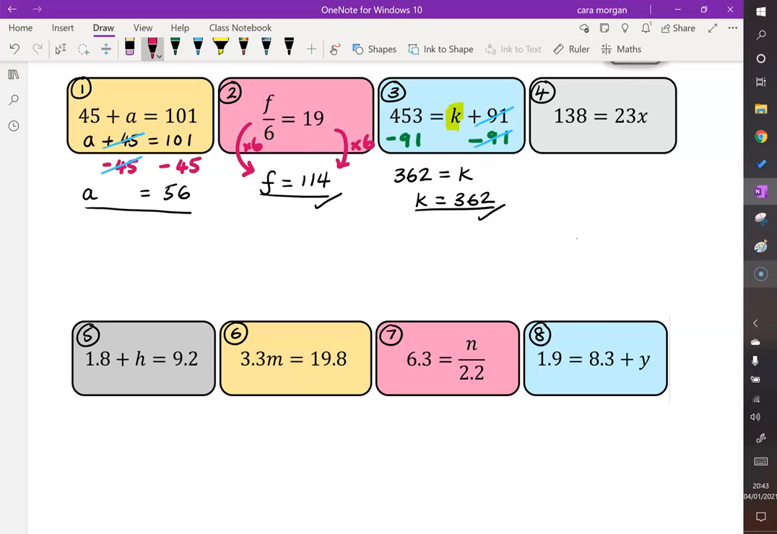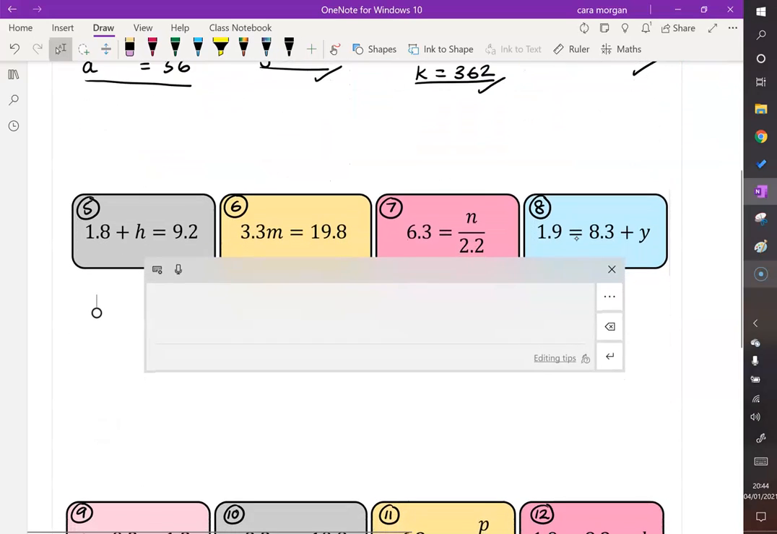Now, number 4, I can see that 23 times x is 138. If you're not comfortable with seeing it that way round, you can always write 23 x's are worth 138. I think I might do the inverse operation of multiplying by 23 to find x. So I'm going to divide both sides by 23. And if I do that, the multiplying by 23 and the dividing by 23 cancel out, and we get that 1x is worth 6. I might just check that 23 times 6 gives me 138. And it does. I know I've got it right, and I can move on.